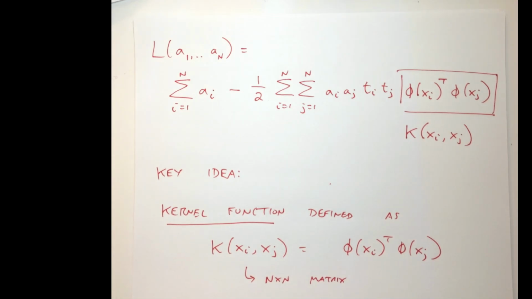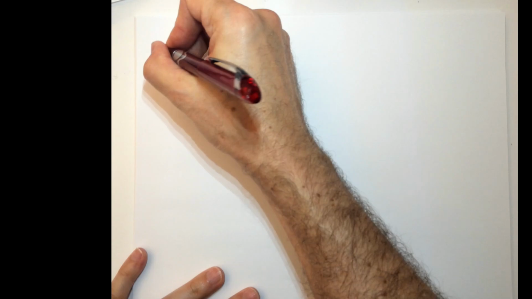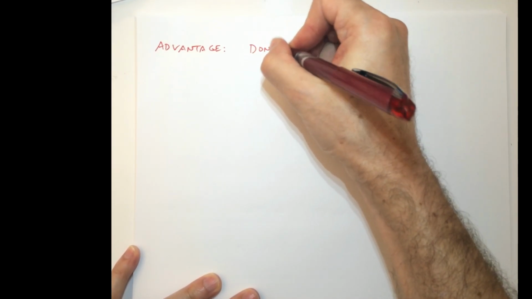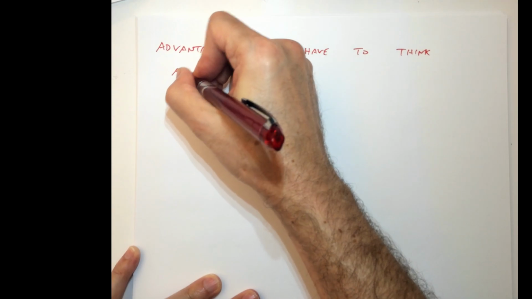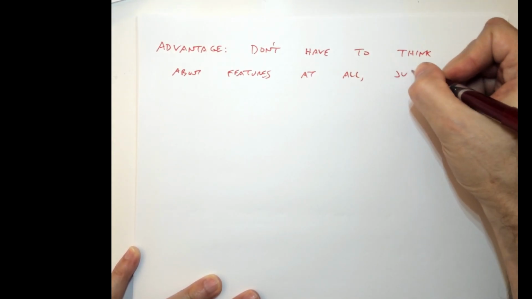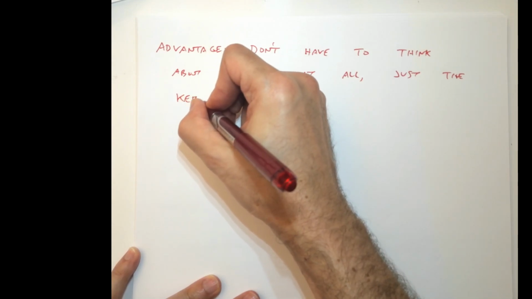And that's where SVMs really showed their worth back in the day, which was this idea of using a kernel function that specified nonlinear features in feature space that you as the user didn't have to think that much about. Okay, so the advantage, let me try to write this down. The advantage here is that we don't really have to think about features at all, just the function that's specified by the kernel.